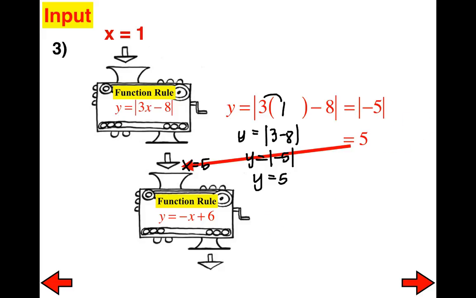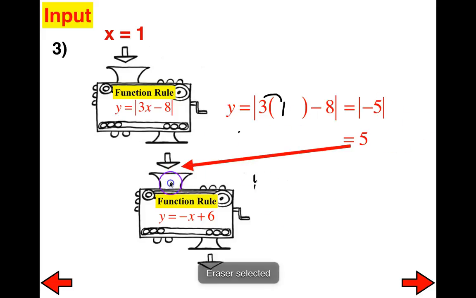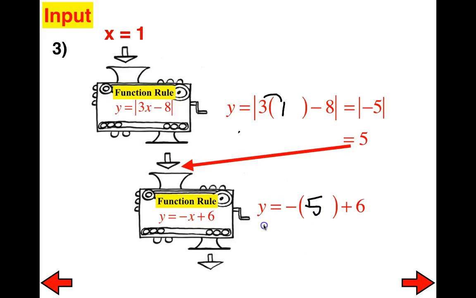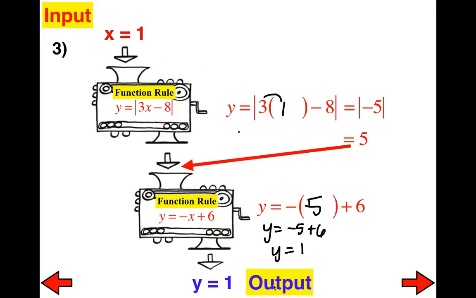Oops, let's take this away real quick. And I'm going to plug it in for x, say 5. So here, y equals negative 5 plus 6, and that's going to give me y equals 1. So my output is 1. So essentially, you need to take the input, figure out what the output is, and that output becomes a new input, and you repeat the process.